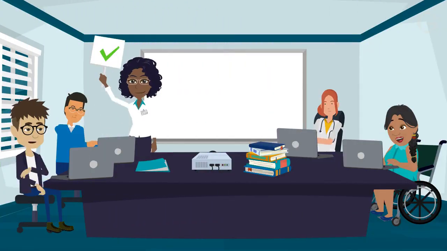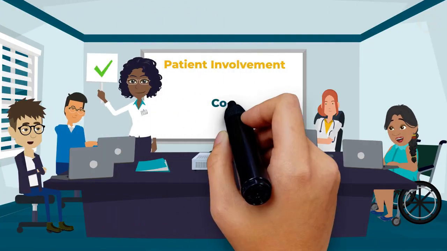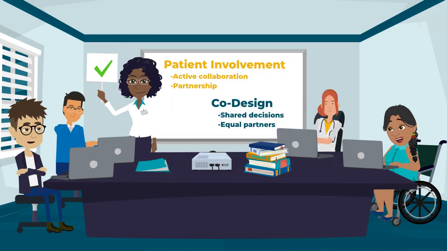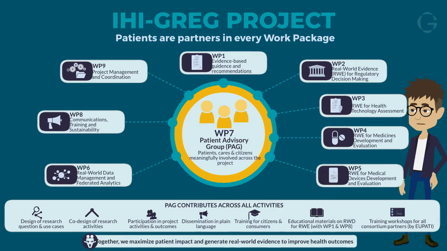Let's see how this works in practice. The GREG project brings patient involvement principles into the field of real-world evidence studies. Patients can provide input on study design, data collection approaches, and the outcomes that are most meaningful to people living with the condition. In GREG, patients are systematically involved as partners throughout the project lifecycle, in all work packages contributing to the planning and execution of all activities, and the dissemination of project outcomes.